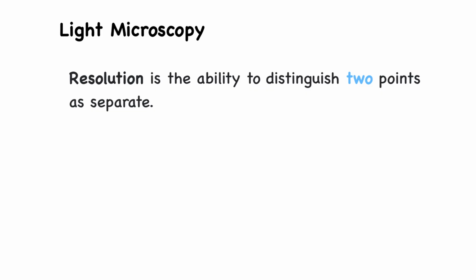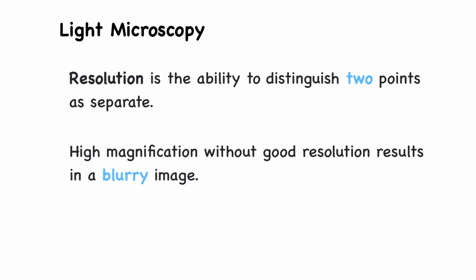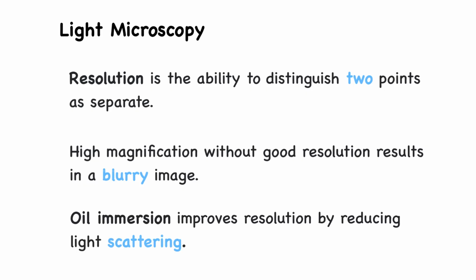Resolution is the ability to distinguish 2 points as separate. High magnification is useless without good resolution. It's the difference between a blurry blob and a crisp, detailed structure. Light microscopes are limited by the wavelength of visible light, but we can improve resolution by using that oil immersion lens, which is usually that 100x objective.